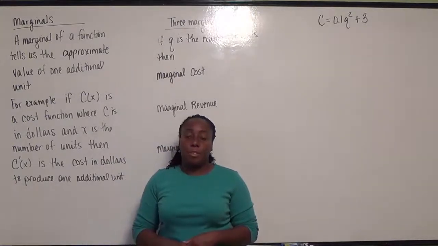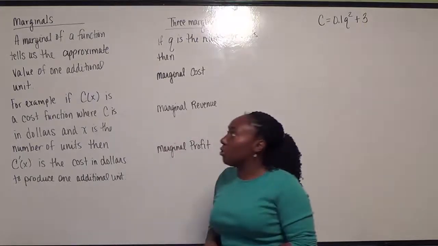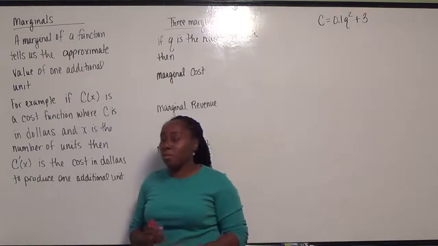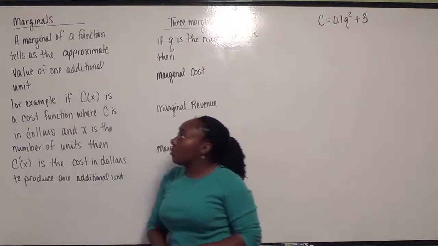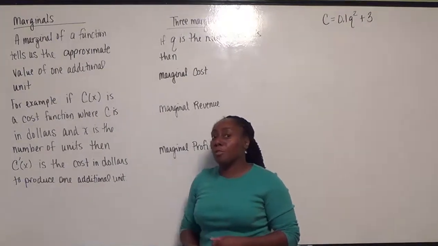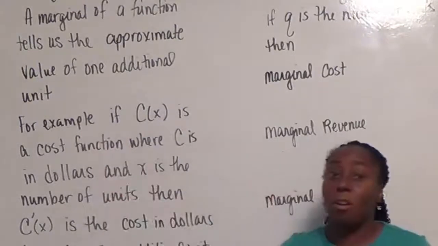In this section we are going to talk about marginals. Marginals use our derivatives to give us some information about some of the application type problems we're going to be looking at. In short, a marginal of a function tells us the approximate value of one additional unit. Okay, that doesn't say a lot, so let's look, for example, at cost.